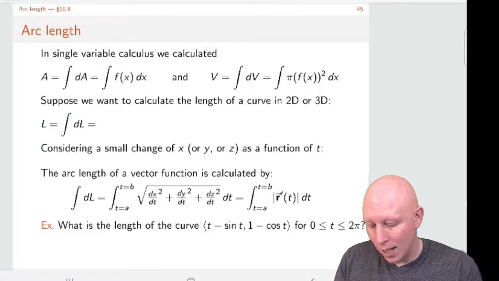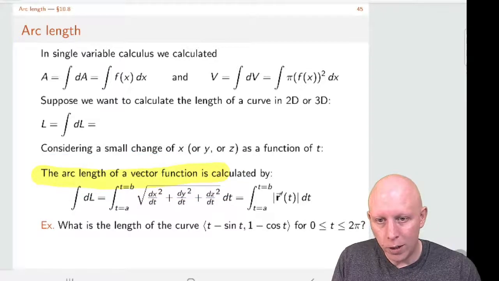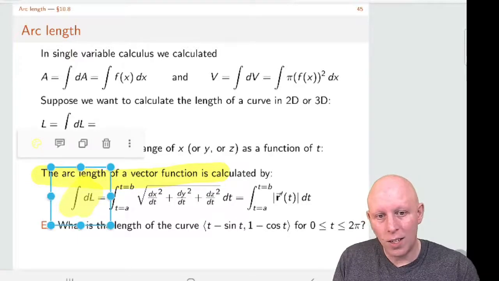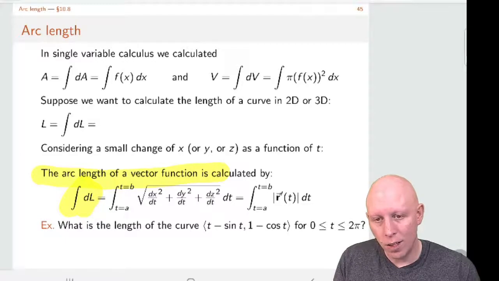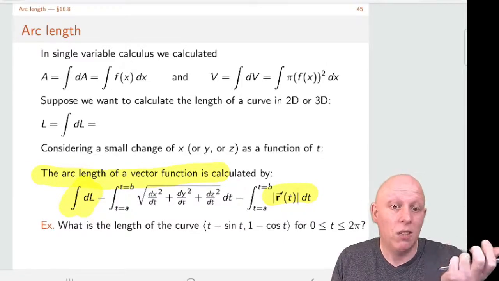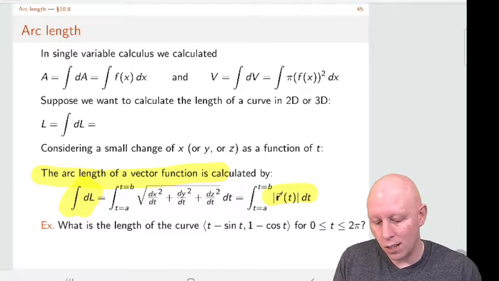Welcome back. Last time we were discussing the arc length of a vector function, and we figured out that we could calculate that by taking the integral of the little bits of length along the curve, and we determined that to do that we could take the integral of basically the velocity of our function as a function of t.